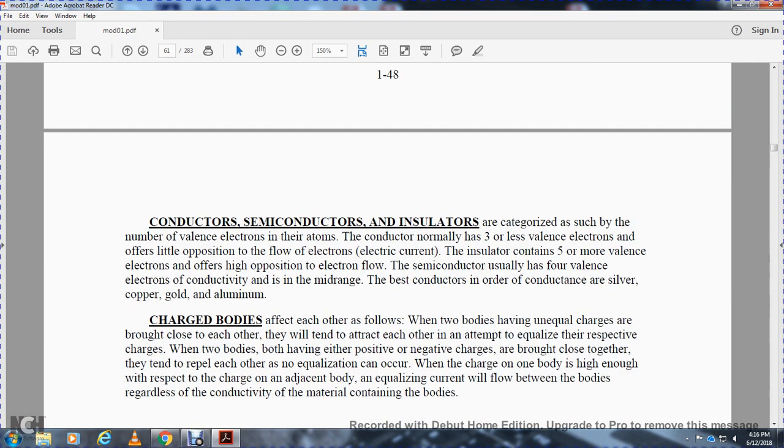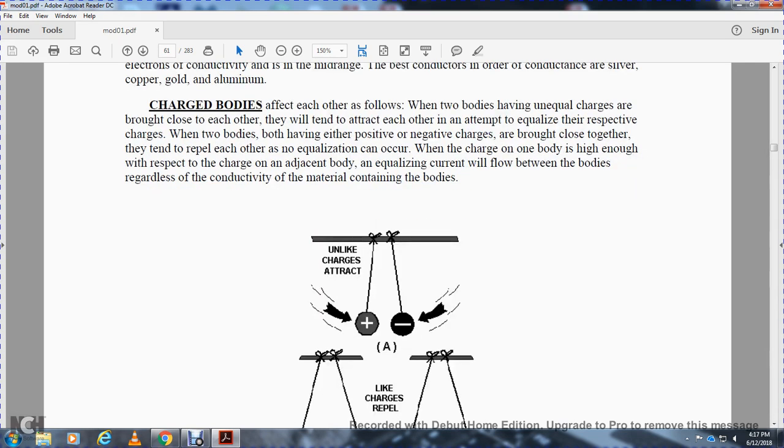Charging bodies and charged bodies. Two bodies that have unequal charges tend to attract each other in an attempt to equalize their respective charges. Two bodies that have either both positive or both negative charges, when brought closer together, tend to repel each other. Equalization can occur when the charge of one body is enough to charge the adjacent body, and current will flow between the bodies through a conductive material.